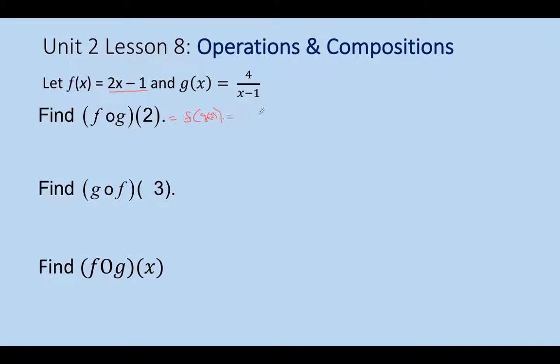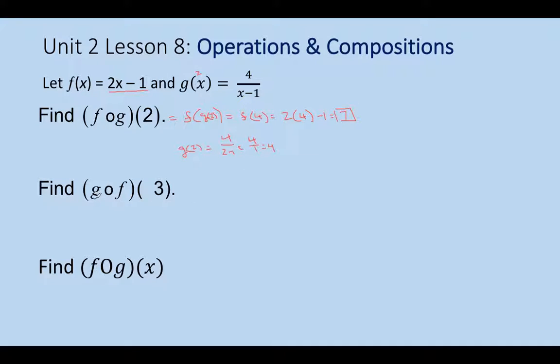I'd figure out, off to the side, what g of 2 is. I'm going to plug 2 in here for x, so I get 4 divided by 2 minus 1, which means 4 over 1, or 4. So g of 2 is equal to 4, which means f of g of 2 would be the same thing as f of 4. And could I find f of 4? Yeah, I'd just plug in 4 for the x, so 2 times 4 minus 1 would be 8 minus 1, or 7.